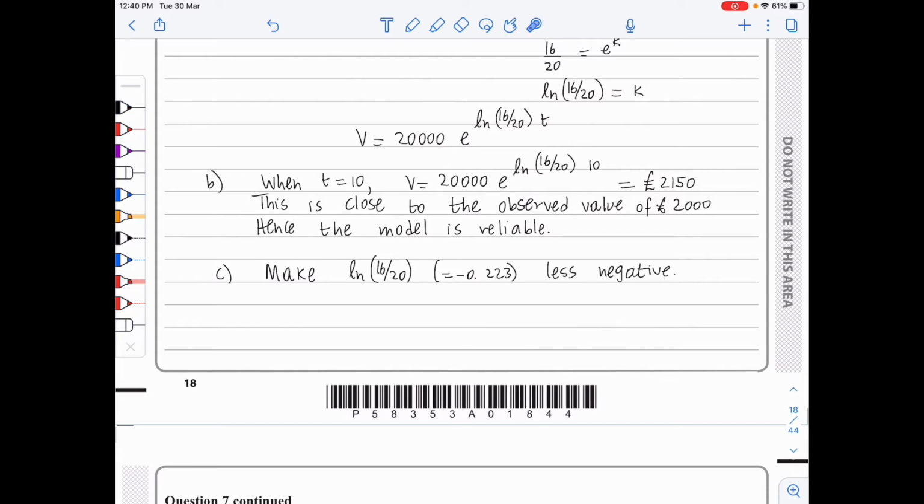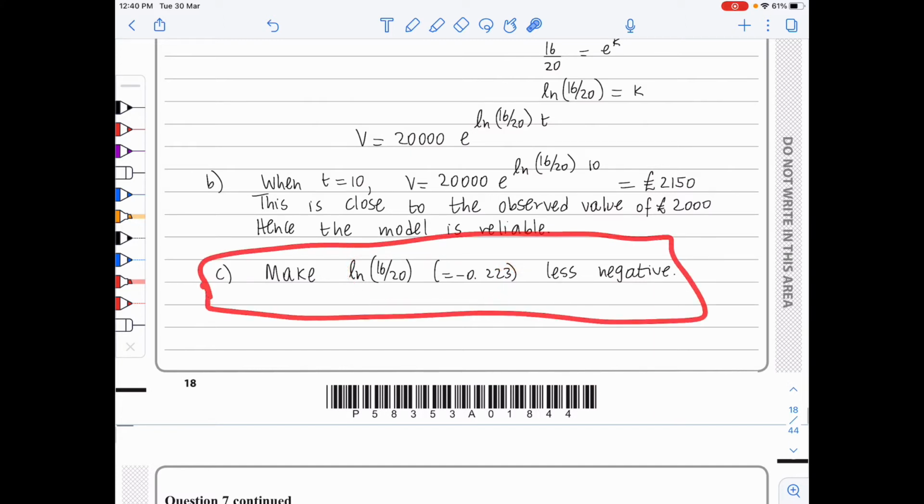If you think about it, if this was 0, it means that the price is not changing, the value is not changing. The more negative it is, the faster it drops, the faster it depreciates. So if we make it less negative, bring it closer to 0, but still negative, it is decreasing, but not as quickly as car A. So that's what the examiner was expecting us to do in part C here.